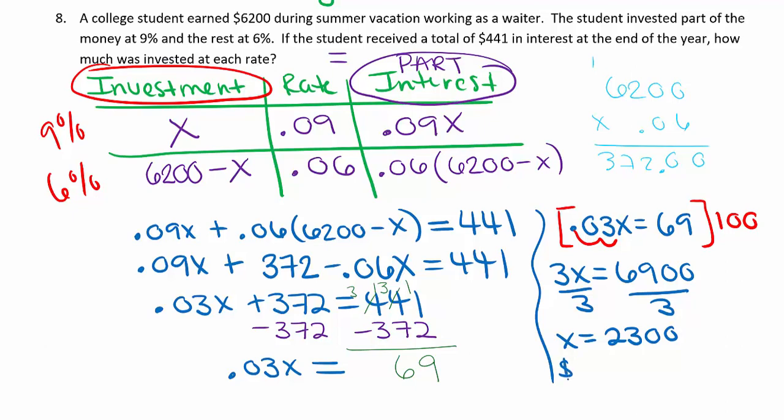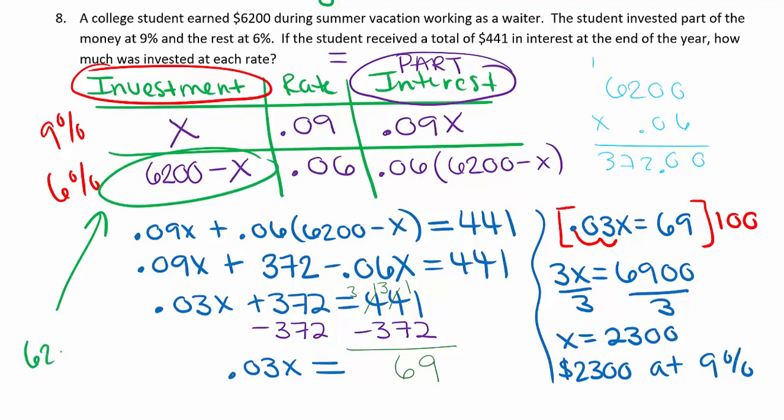Now I want the amount invested at each rate. The $2,300, the x, I said was put into the 9% account. And then to get the amount in the 6% account, I have to take 6,200 minus x. So 6,200 minus 2,300. And that is $3,900. So $3,900 was invested at 6%.